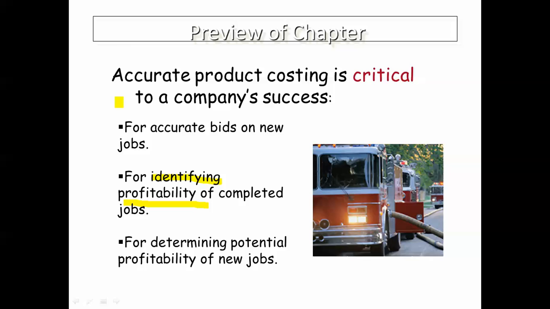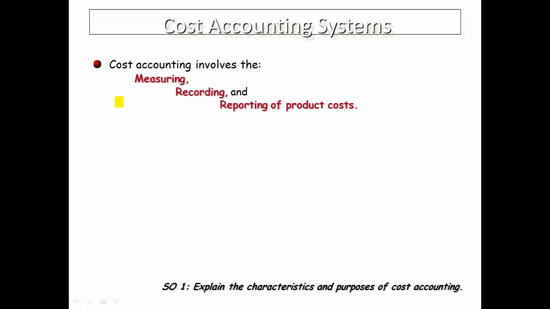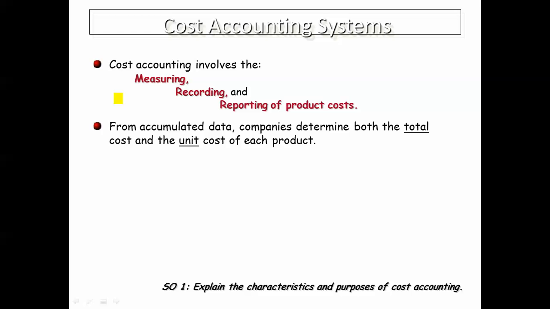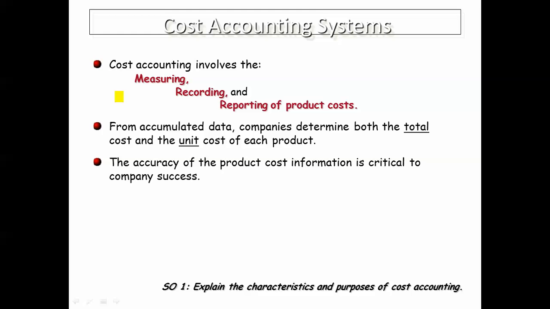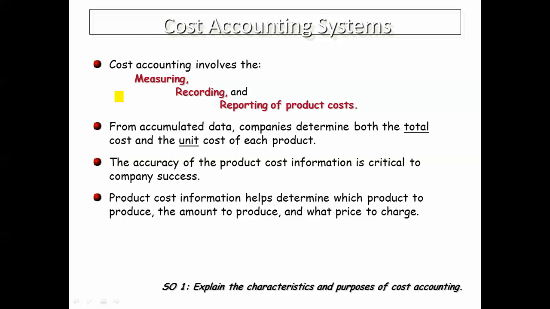And we look at different jobs. Now, cost accounting systems involve measuring, recording, and reporting of product costs. The company determines both the total cost of producing everything and then the unit cost of each product. It's very crucial to the company's success to have a good cost accounting system, because that cost information helps us determine which product to produce, the amount to produce, and what price to charge. That's the important thing. We must charge enough to cover our costs and give us a profit.